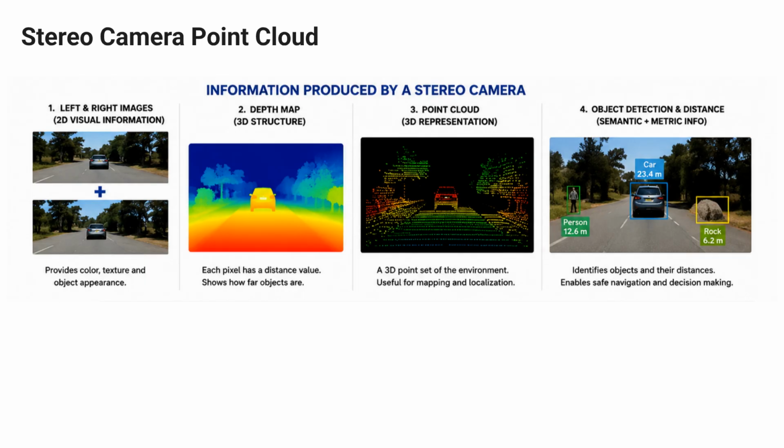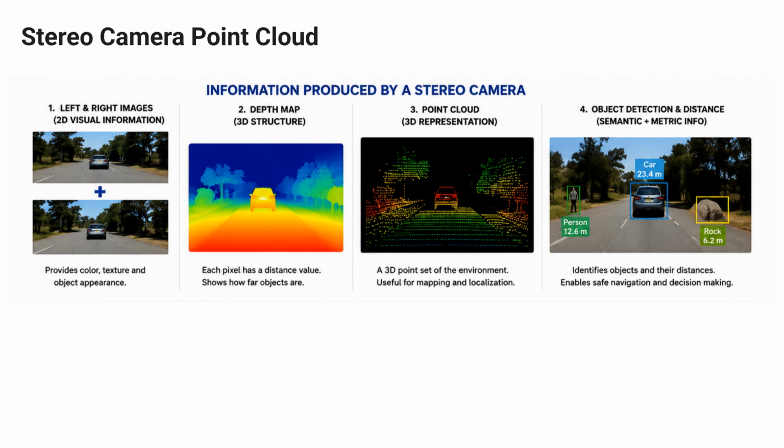In this image, we see the different types of information produced by a stereo camera. First, it provides the left and right visual images, which show the scene in normal color and detail. Second, it creates a depth map, where each pixel carries a distance value, helping the system understand which objects are near and which are far.